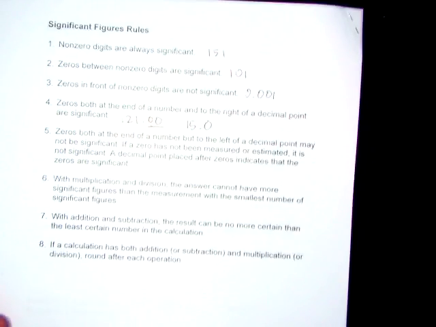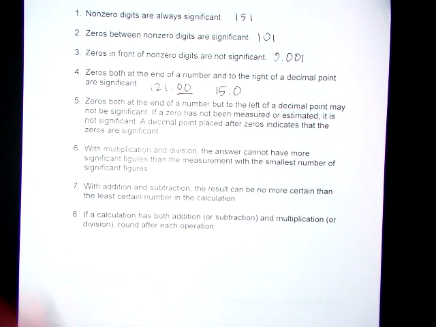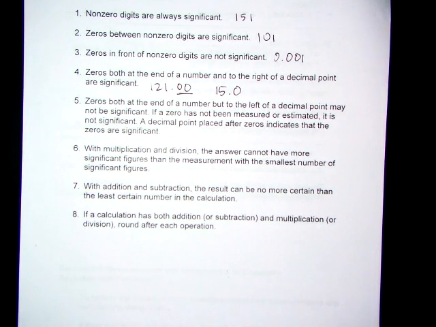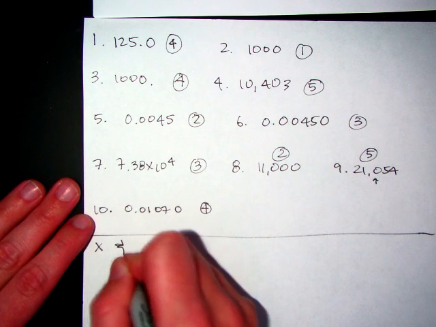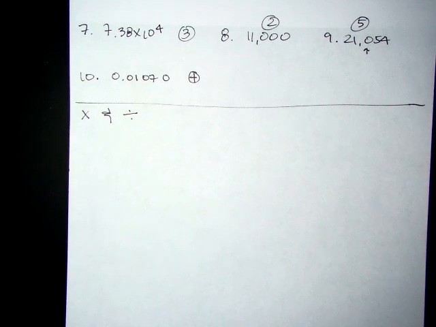If you can read number 6 on the previous page, it says, with multiplication and division, the answer cannot have more significant figures than the measurement with the smallest number of significant figures. So the smallest number limits how many sig figs you can have. So I'm going to do some multiplication and division. Here's where the calculator comes in. You got it out?